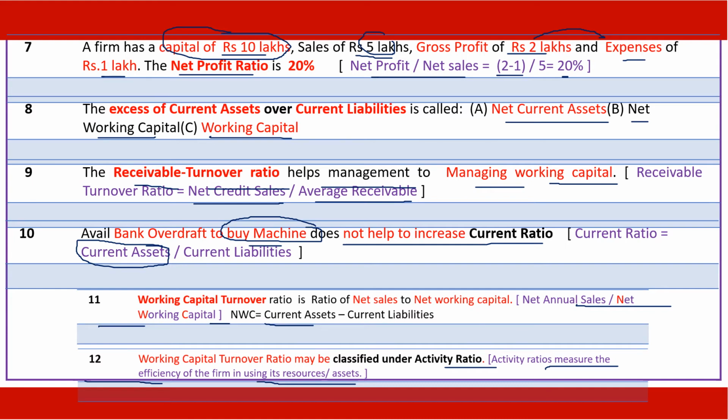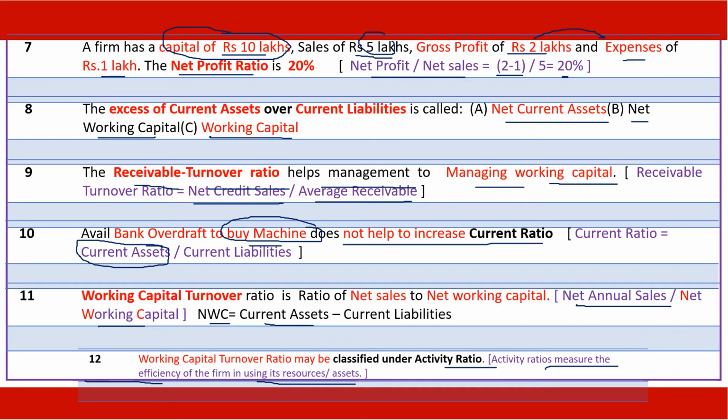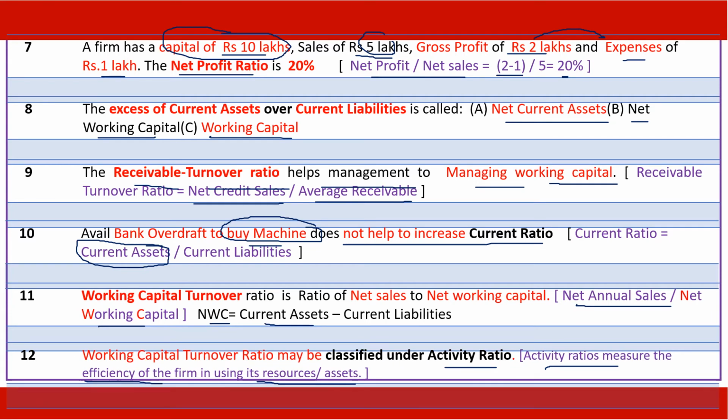Availing bank overdraft to buy machine does not help increase current ratio because bank overdraft will be included in current liabilities, but machine is not a part of current assets. Working capital turnover ratio is the ratio of net sales divided by net working capital. Net annual sales by net working capital. Net working capital means current assets minus current liabilities. Working capital turnover ratio may be classified under activity ratio. Activity ratio means that one measures the efficiency with which the firm is using its resources and assets.